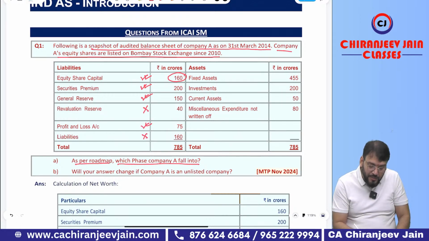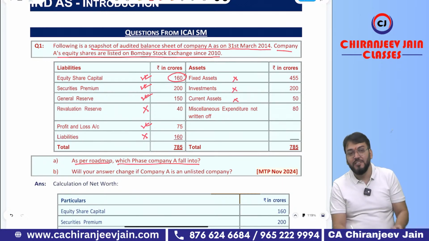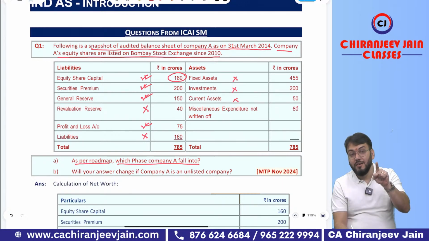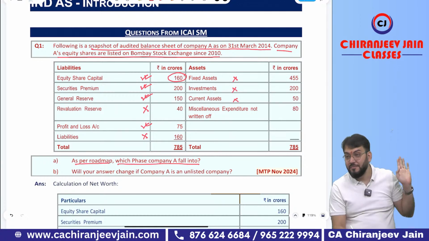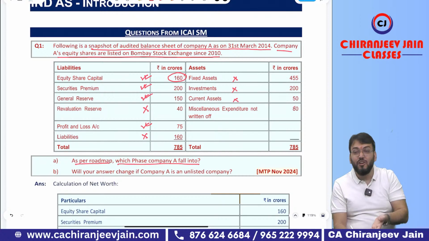Liability will not be considered. Fixed asset will not be considered. Investment will not be considered. Current asset will not be considered. Miscellaneous expenditure not yet written off: if it is given in the question, you can't argue with the examiner that you don't know anything. Now this does not exist.